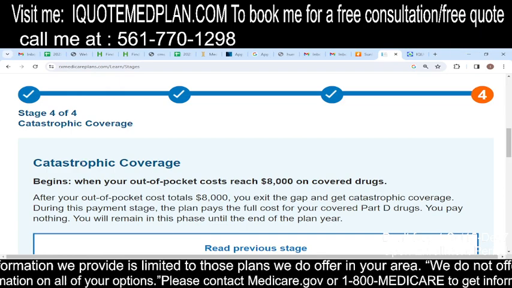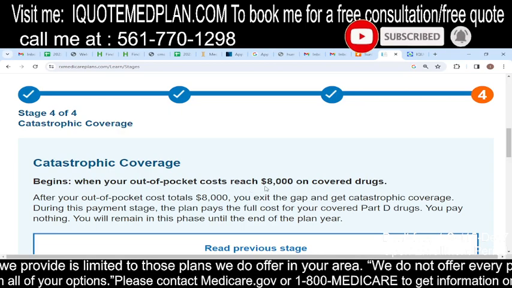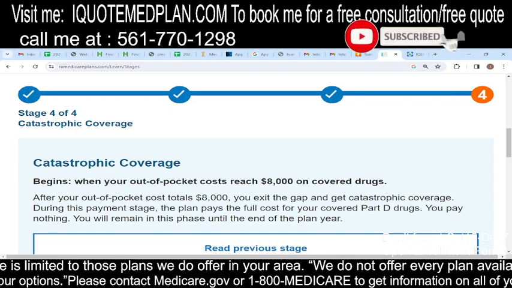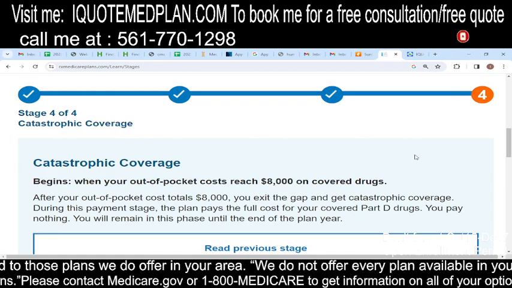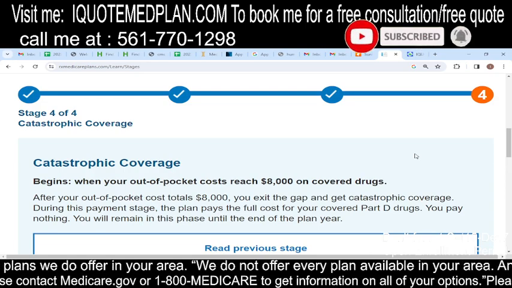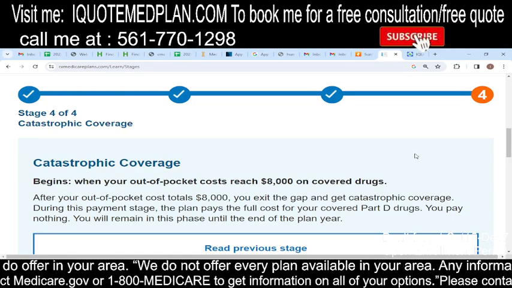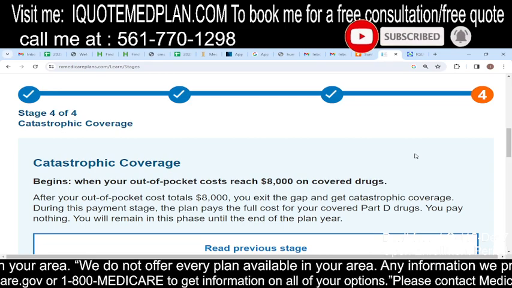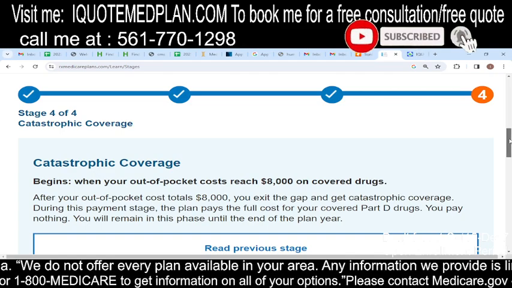The catastrophic coverage begins when your out-of-pocket costs reach $8,000 on covered drugs. After your out-of-pocket costs total $8,000, you exit the gap and get catastrophic coverage. During this payment stage, the plan pays the full cost for your covered Part D drugs. You pay nothing. You will remain in this phase until the end of the plan year.